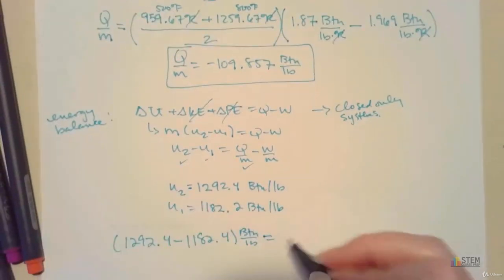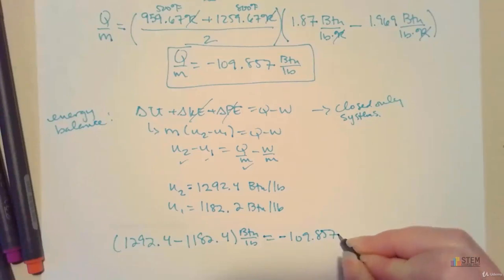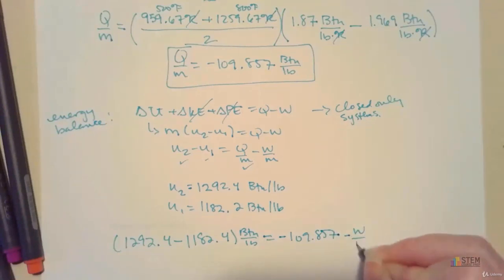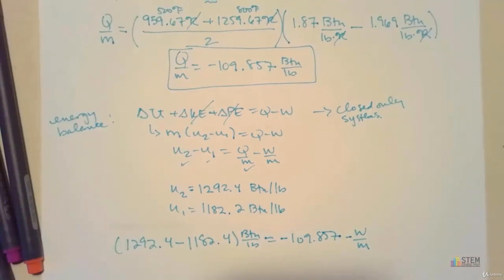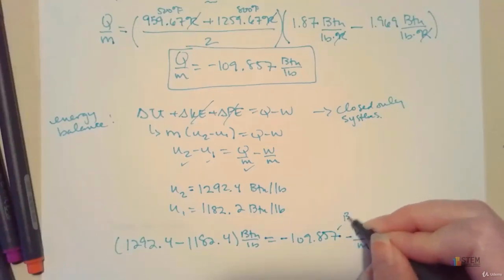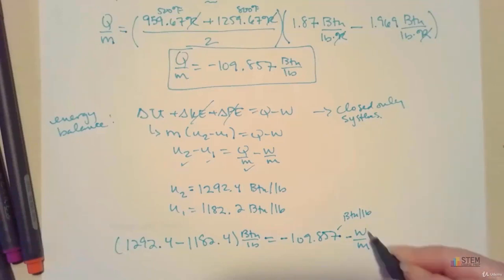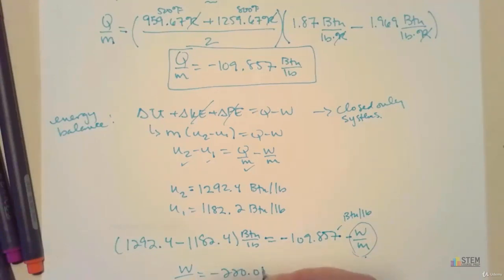Let's move that where you can actually see it. So we'll have negative 109.857 for Q over M minus work per mass. And I didn't write the units, but this is BTU per pound. Now you can solve for the unknown. All right, so work per mass is going to be negative 220.057 BTU per pound.